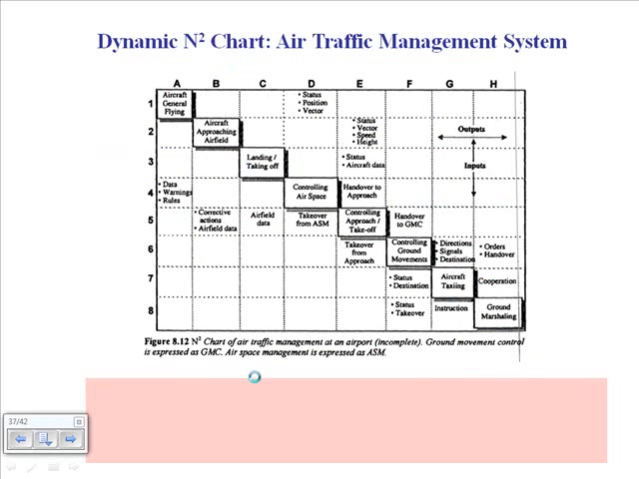Okay, here is an example of a bit more complex n squared chart. This is an n squared chart for an air traffic management system. Let me just quickly highlight a few things about this n squared chart.